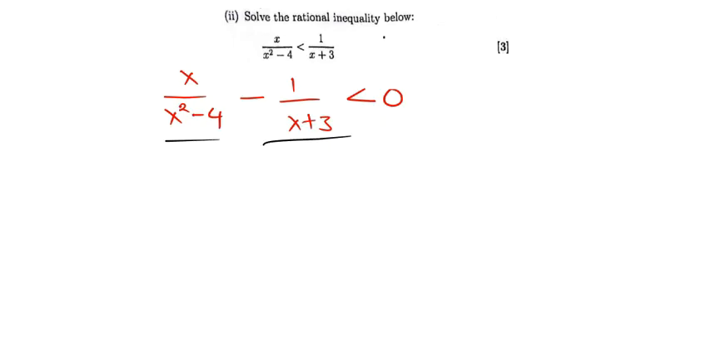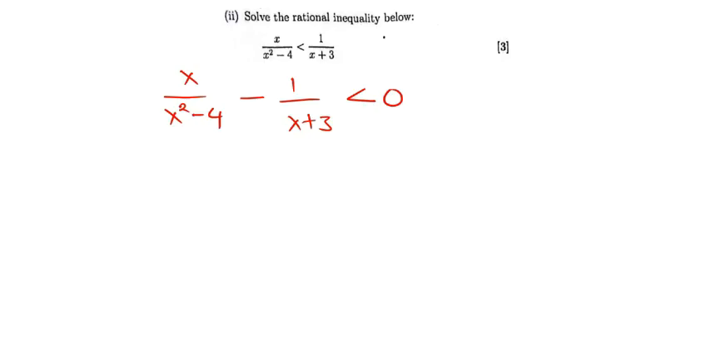Alright, so let's solve the rational inequality. Okay, so we've got x over x squared minus 4, and then less than 1 over x plus 3. So we can have this be on the other side, -1 over x plus 3. So we'll have a 0 now on the right hand side. So what do we do now? We can just combine this, come up with a common denominator, right?